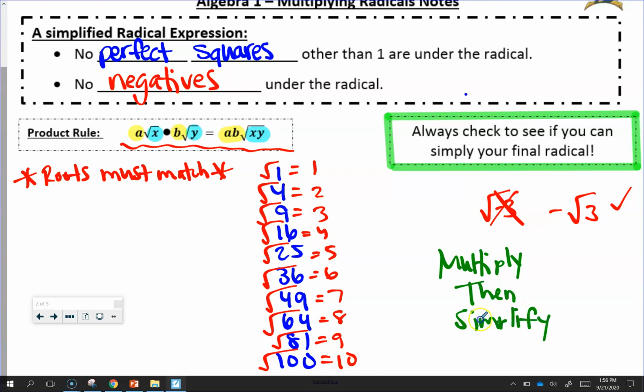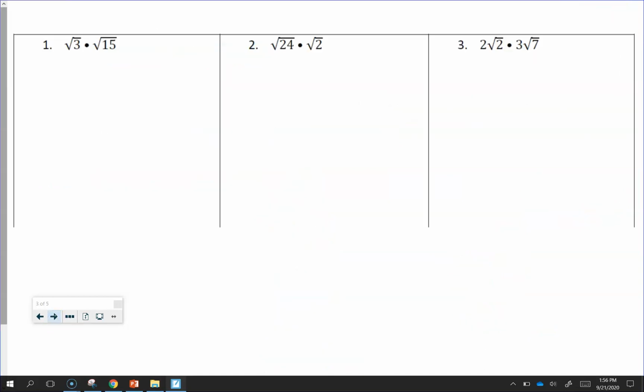And that's when we try to break apart my radical and see if we can take things out. All right. Number 1, square root of 3 times square root of 15. I'm going to multiply the pieces inside together, which is 3 and 15, right? That equals the square root of 45. So I have multiplied. Now I want to simplify.